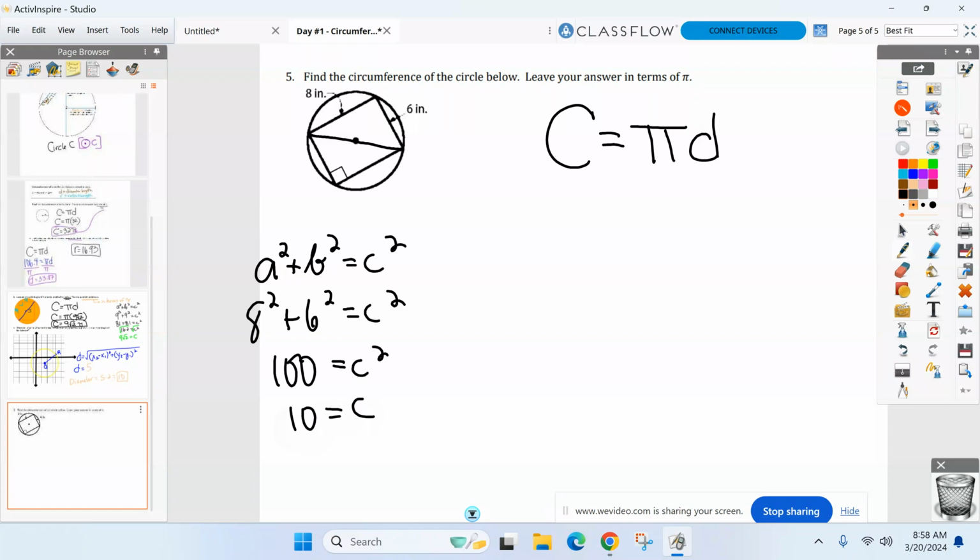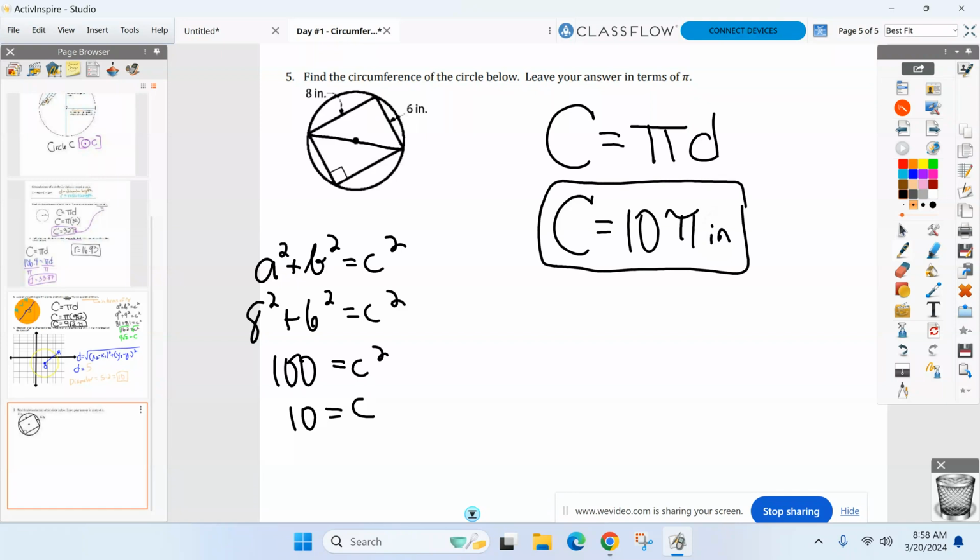Hopefully you found, or are finding right now, using the Pythagorean theorem, the diameter is 10, just like we did for the square. Leave it in terms of pi. Don't press the pi button on your calculator. Just leave it right there, 10 pi. If you want to put inches in there, you can. All right, there's our circumference, 10 pi inches.